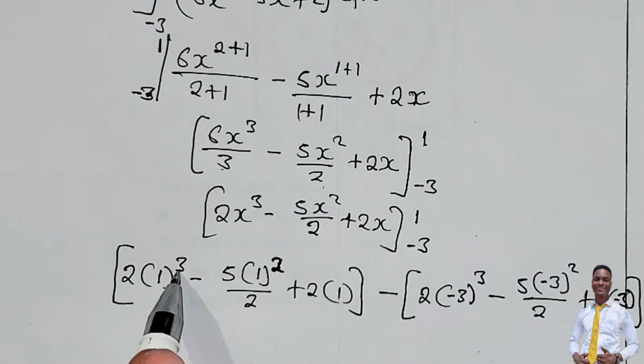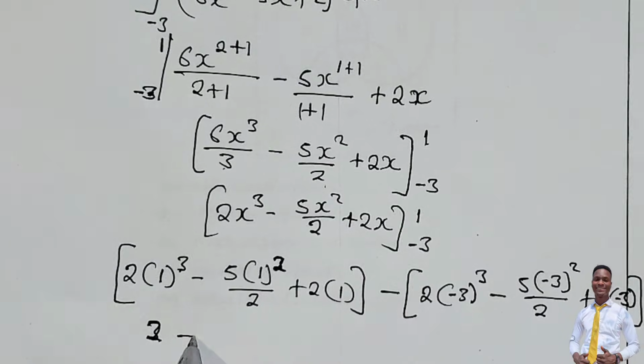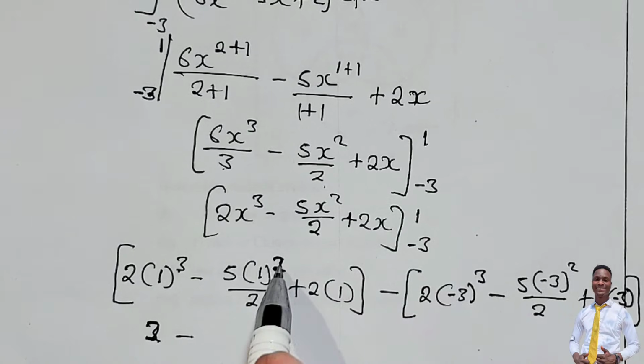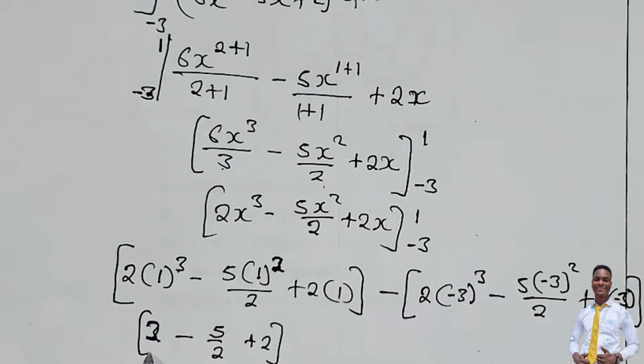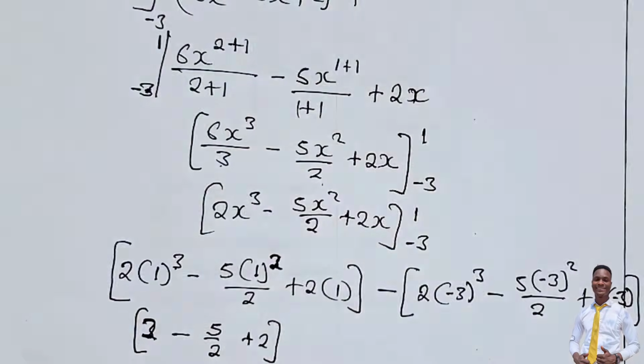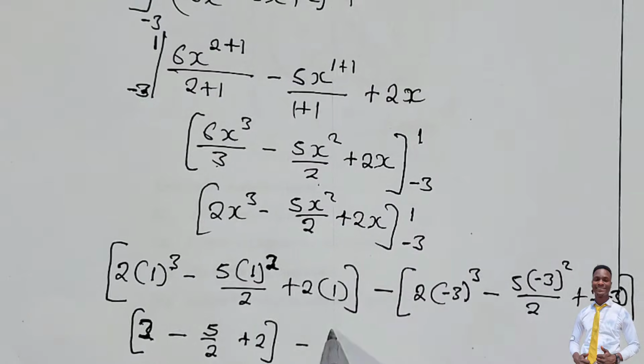1 to the power 3 is 1, times 2 is just 2. 2 minus 1 to the power 2 is 1, 1 times 5 is just 5 over 2. 2 times 1 is just 2. This is what we have this side. Okay. All right. Then what do we have this side?